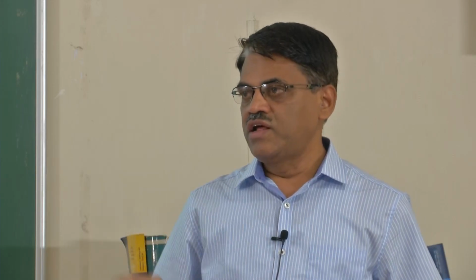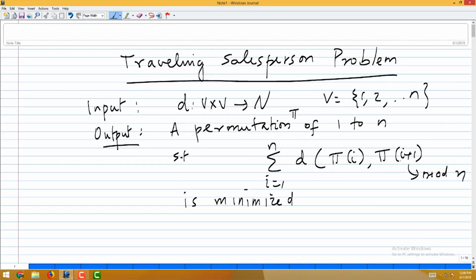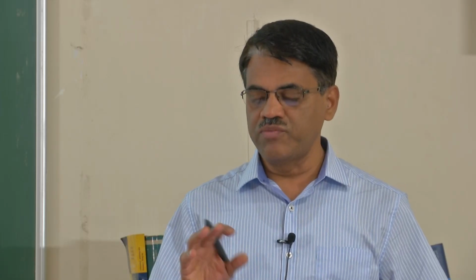You know what the problem is, you want a permutation such that the total length of that cycle is minimized among all possible Hamiltonian cycles in the graph. A Hamiltonian cycle is simply a permutation of 1 to n, and these are the consecutive distances. I am adding the consecutive distances, and that gives me the total length of the Hamiltonian cycle. When i is n, what is n plus 1? It just comes back to 1. Okay. So, the traveling salesman problem is a problem where we are trying to find a permutation of the input vertices such that the total length is minimized.